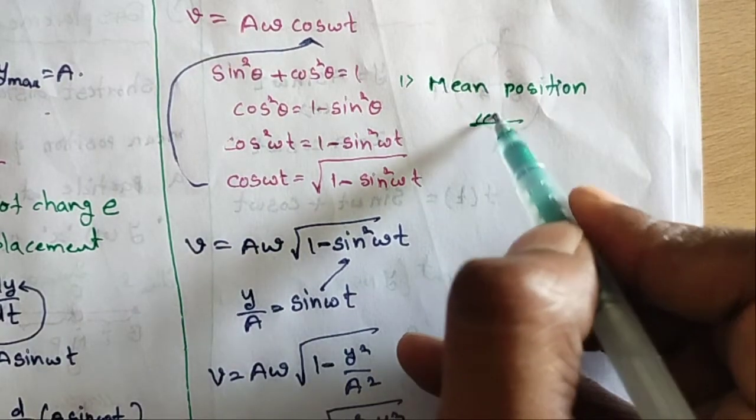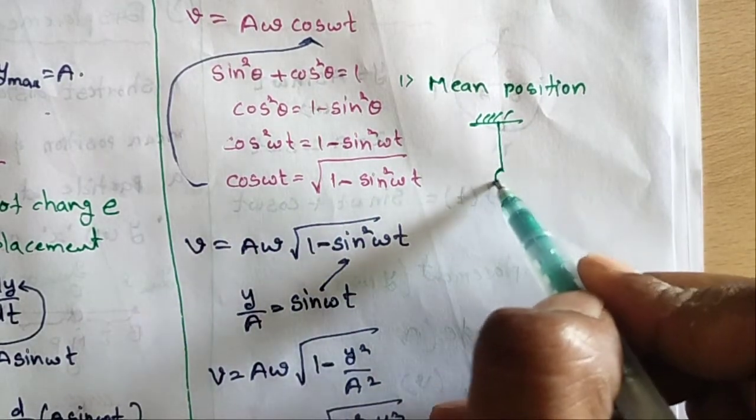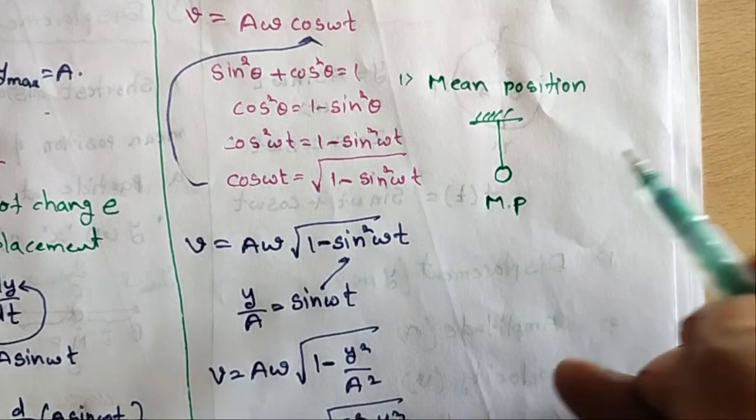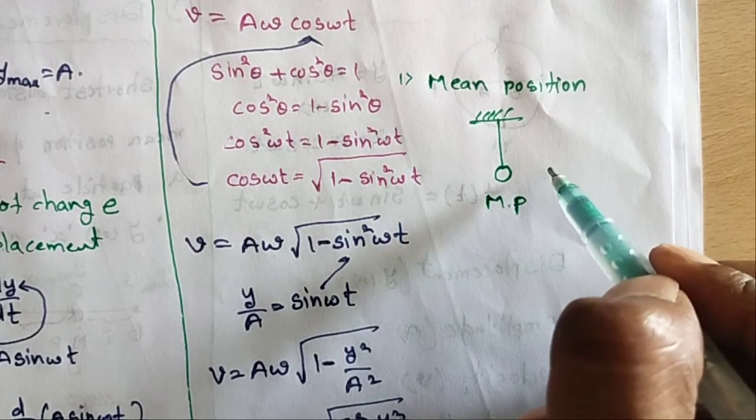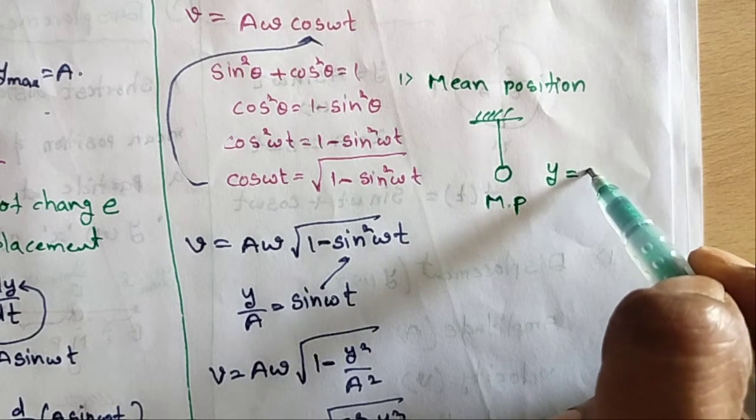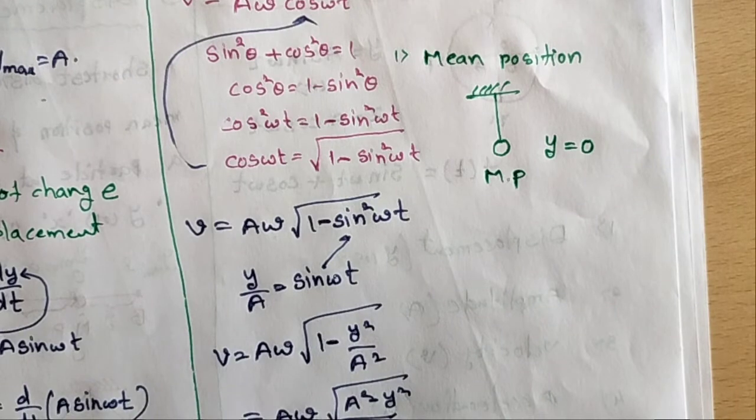Here I am taking the simple pendulum. This is a simple pendulum, and this is the mean position. We know that very well. So at the mean position, what is the displacement? y is equal to 0. y minimum is 0.